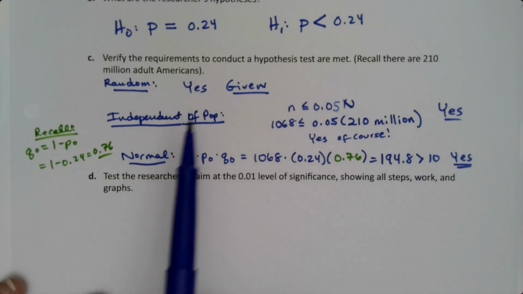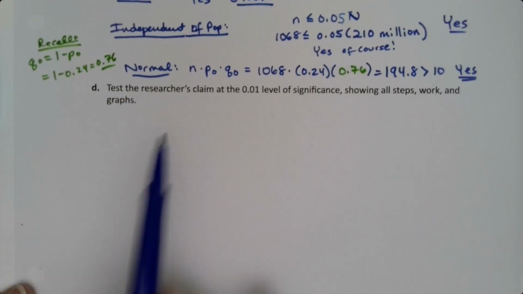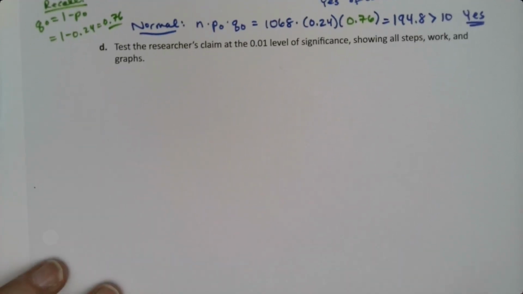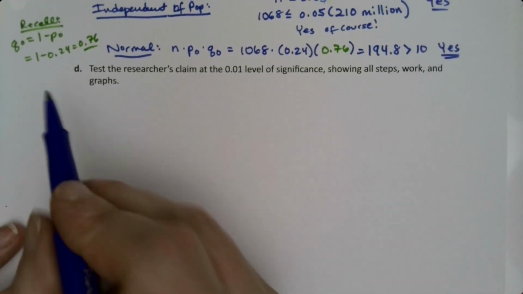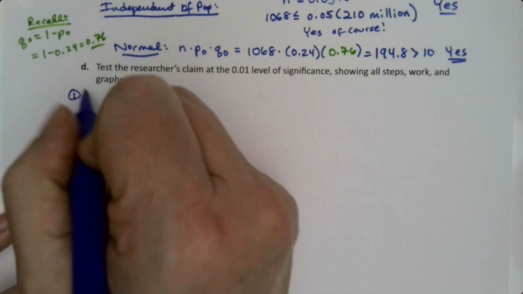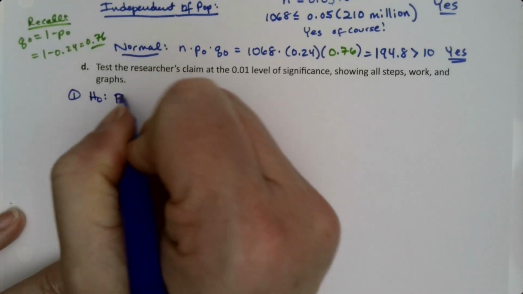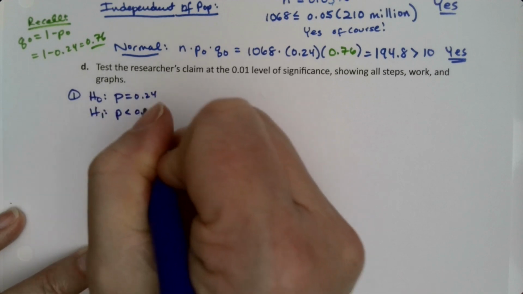So we verified the conditions and we made our hypotheses, so now it's time to fully test this researcher's claim. And I'm sorry to say we don't have a ton of space to work with down here, so please write small. Okay, so if we're going to test the claim, we could redo step 1. It's kind of unclear, but I'll just write it again. So we know that P is 0.24 and the alternative is less than 0.24.